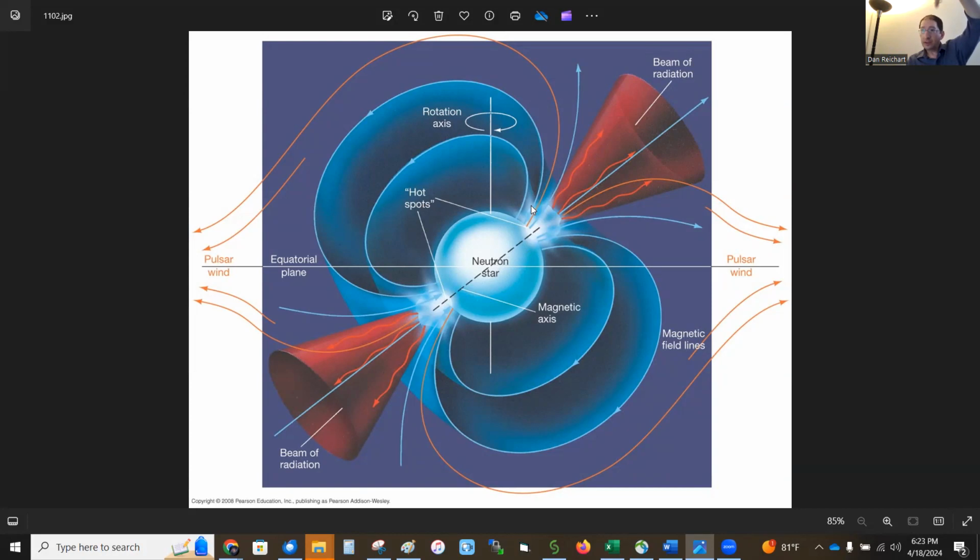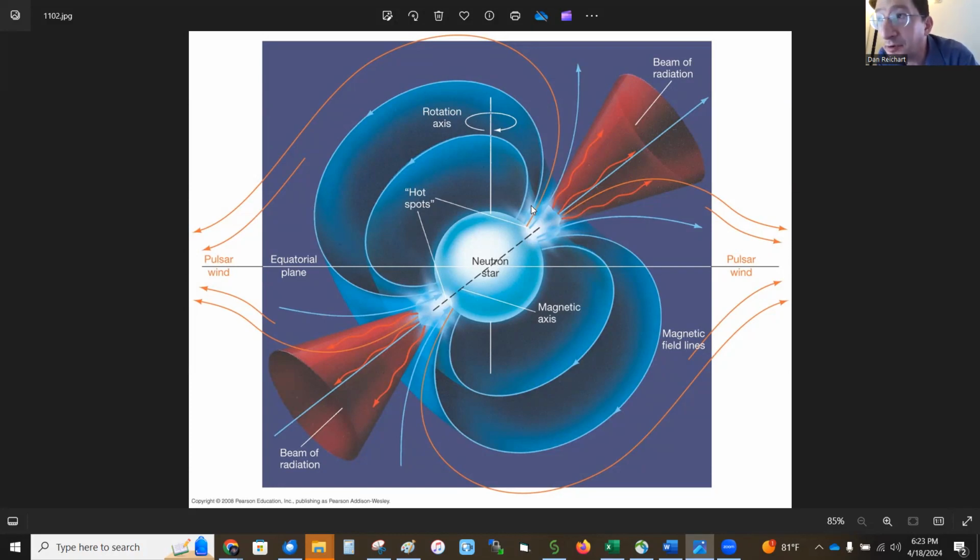And if we're along either of those lines of sight, looking down upon it or looking up upon it, we would see that bright radiation. But if we're looking at it from any other direction, we wouldn't see anything. Now, most of the time, the axes are misaligned. And this is quite common in nature.